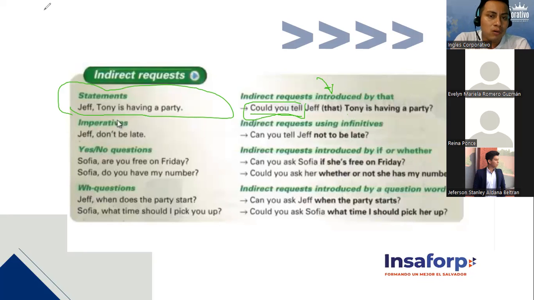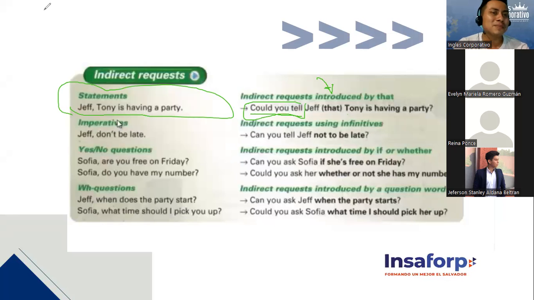And before we go deeper into this, I just want to go over this chapter, this image. We have imperatives, and we have a way to make this. I would like to give you some time to share some examples because it's not that common, but it's really useful. How to make these imperatives negative. So, Jeff, don't be late. And then we want to say this to Jeff, but Jeff is not there.